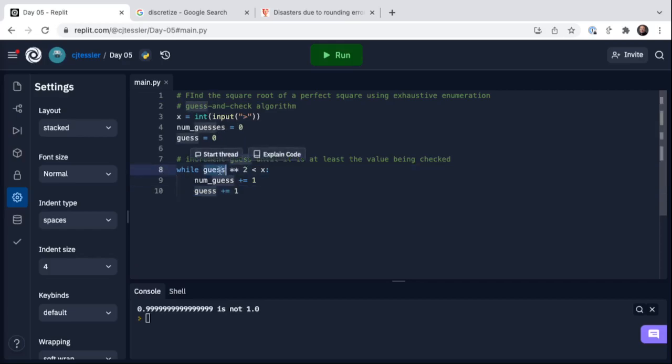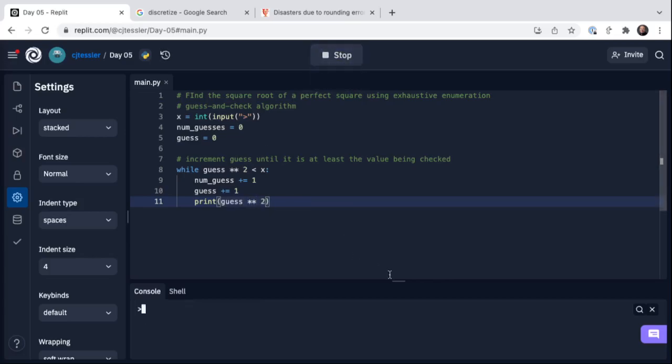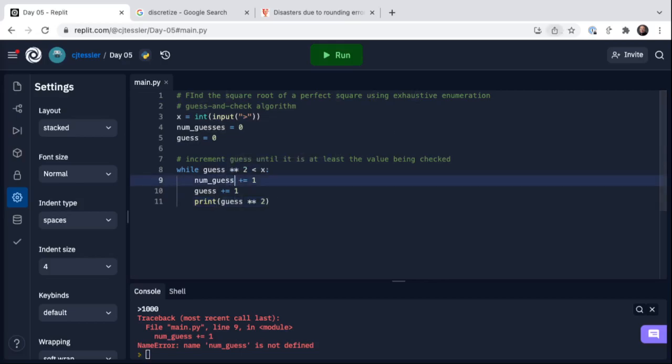So 1 squared, 2 squared. So this will basically, just to see kind of what our guesses are, let's just go ahead and print guess squared. So you can see when we run this, let's do a larger number. So let's do 1,000. numGuesses is not defined because I need to spell correctly. So let's do that. So 1,000.